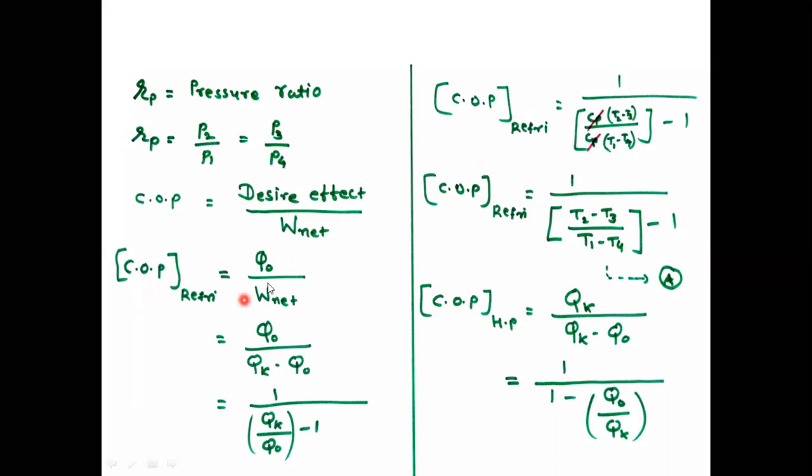So COP of refrigeration is equal to cooling effect divided by W net. Here the cooling effect is Q0 and W net is equal to QK minus Q0. Divide numerator and denominator by Q0. So Q0 divided by Q0 is 1. Here QK divided by Q0, and Q0 divided by Q0 gets cancelled. So here 1.